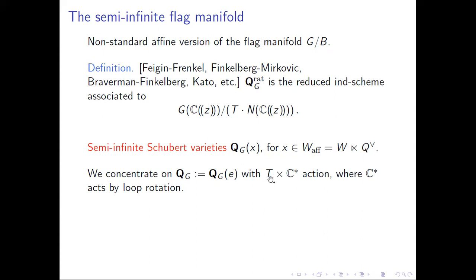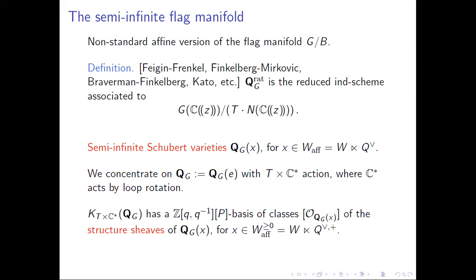And here there is a T cross C star action. There is a torus action and also a C star action coming from loop rotation. So QG will be what I will call the semi-infinite flag manifold. It's technically just the Schubert cell corresponding to the identity. This is like the most important part of the semi-infinite flag manifold. And one takes equivariant K-theory with respect to this T cross C star action.